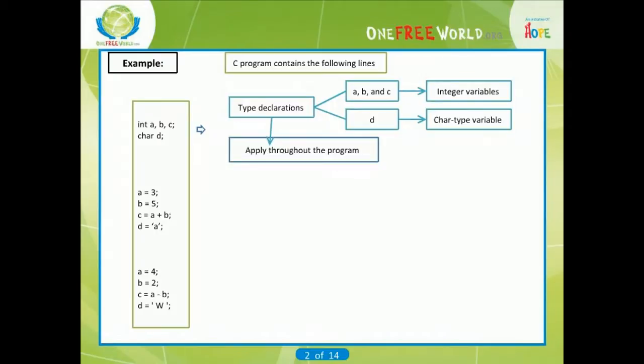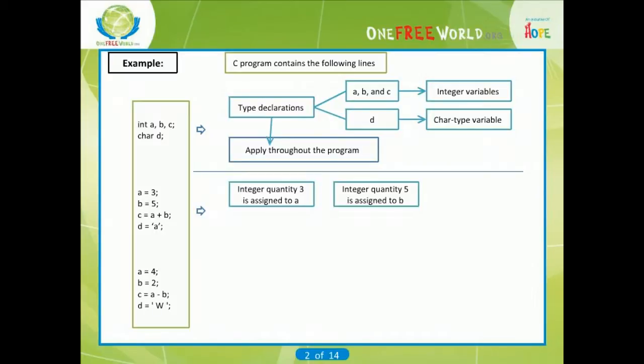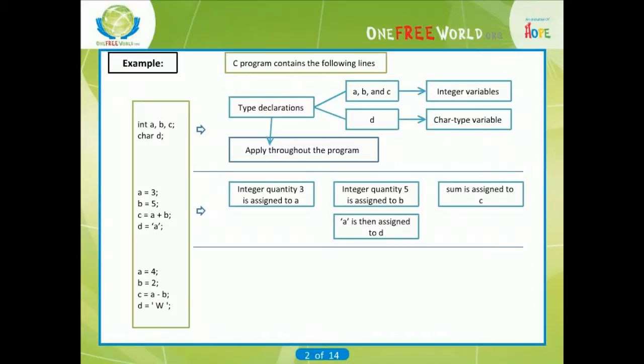The next four lines cause the following things to happen. The integer quantity 3 is assigned to a, 5 is assigned to b, and the quantity represented by the sum of a plus b, that is 8, is assigned to c. The character a is then assigned to d. In the third line, within this group, notice that the values of the variables a and b are accessed simply by writing the variables on the right-hand side of the equal sign.